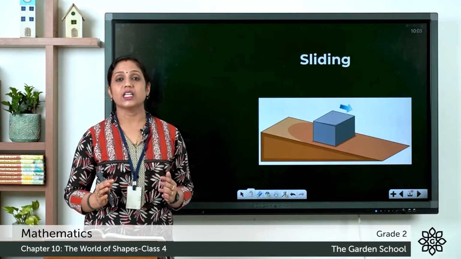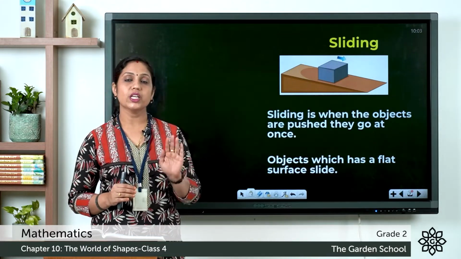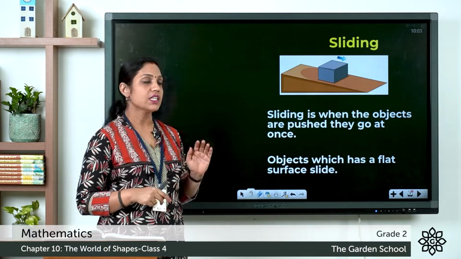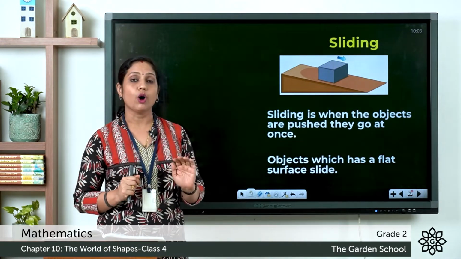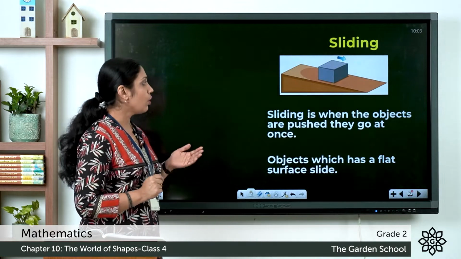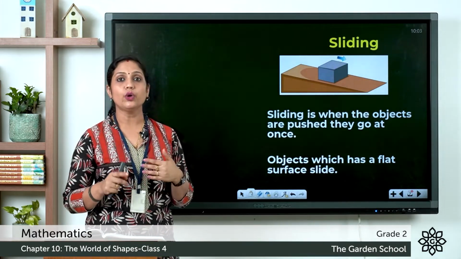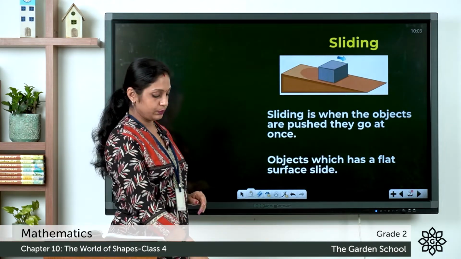Now let's learn what is sliding. Sliding is when the objects are pushed, they go at once. They do not roll, but they go at once. Such objects when pushed, when they go at once, we say that the objects are sliding. So objects which have a flat surface, they slide, they don't roll.